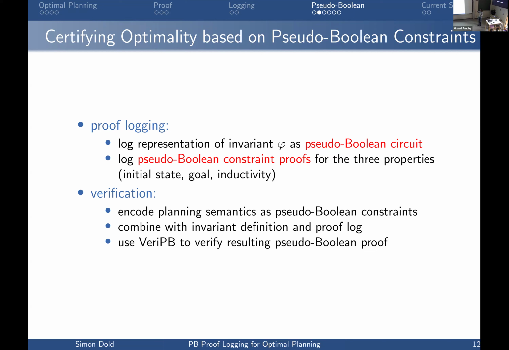And when we combine this with the pseudo-Boolean circuit for the invariant and the proofs about this invariant, then we can fire up VeryPB to verify for us that this invariant matches to this particular problem. And then VeryPB says, yes, I'm happy with it, and then we are happy as well.